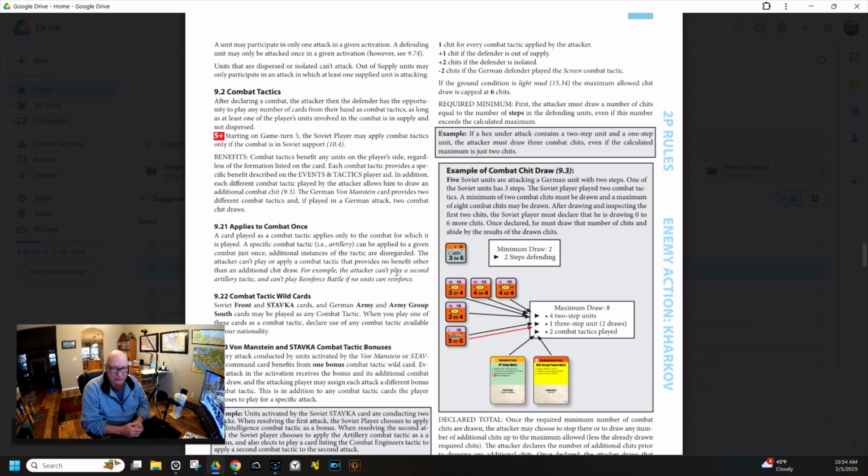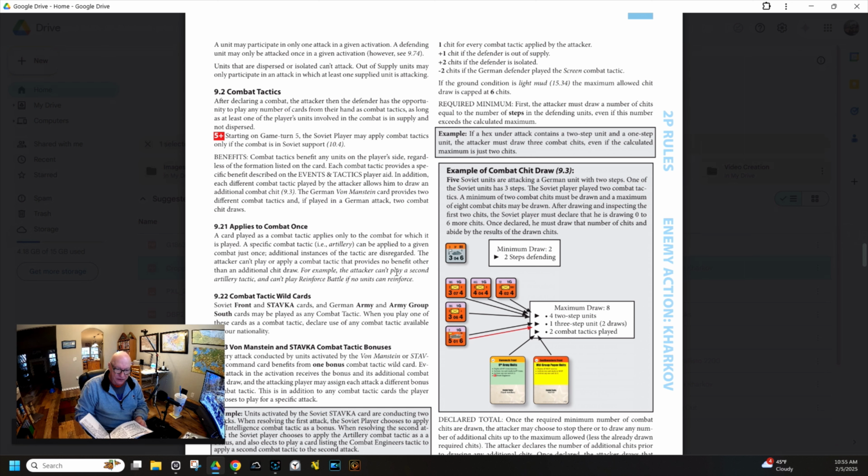Each combat tactic provides a specific benefit described on the events and tactics player aid. In addition, each different combat tactic played by the attacker allows him to draw an additional combat chit. The German von Manstein card provides 2 different combat tactics, and if played in a German attack, you get to do 2 combat chit draws. So the combat tactics are actually outlined.